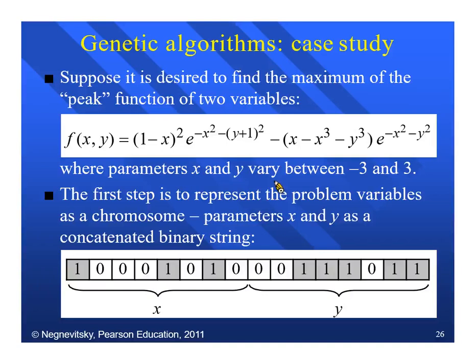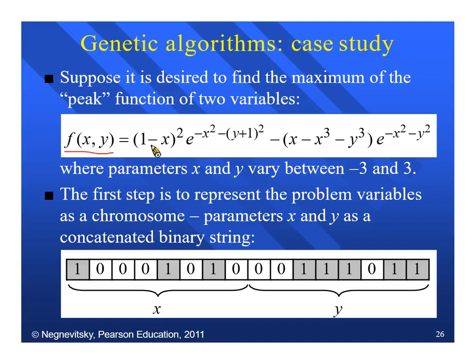Let's do another example of genetic algorithm study. Suppose it is desired to find the maximum value of the peak function of two variables. For example, we have a function like this. This is the compacted form.